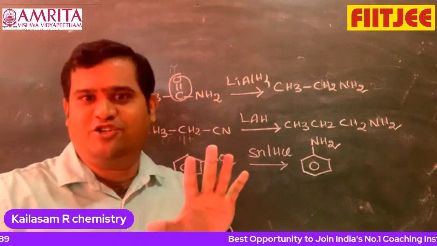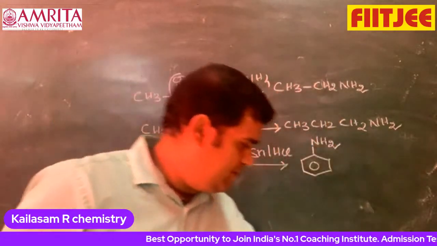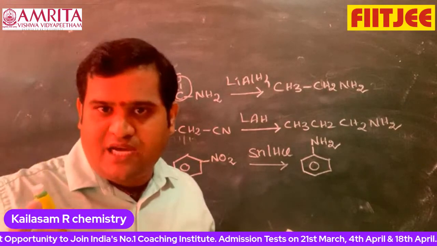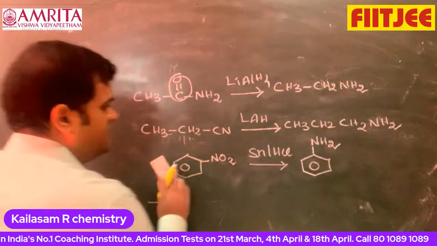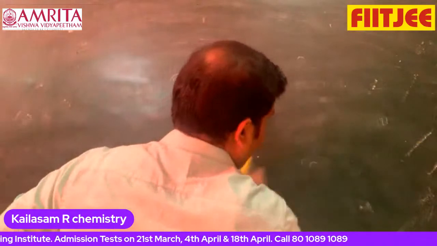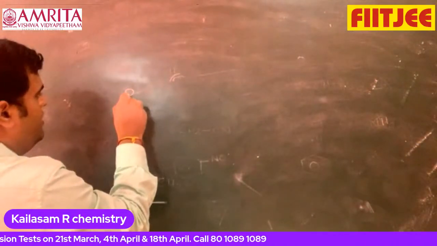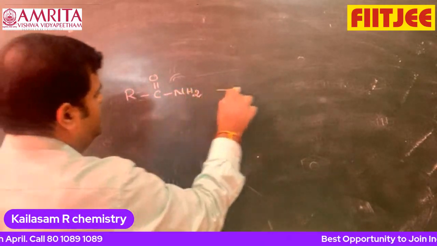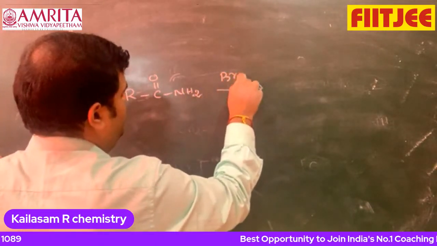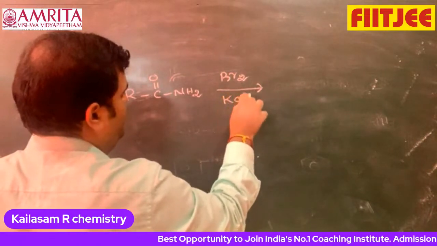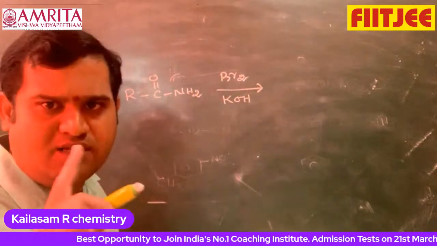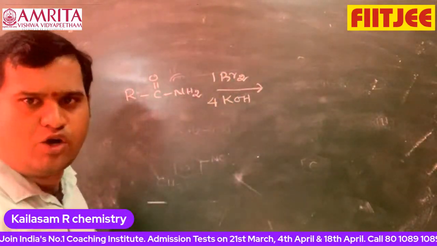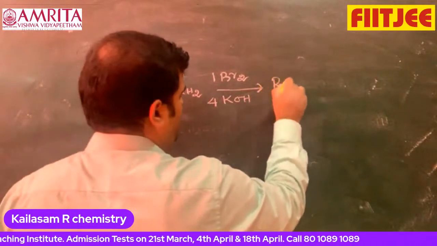The next important reaction is Hofmann bromamide degradation. In Hofmann bromamide degradation, amide is converted into primary amine. Observe that. I'm using R, C double bond O, NH2 in the presence of Br2 and KOH. In this reaction, they will use 4 moles of KOH and 1 mole of Br2. What you are going to get is RNH2.